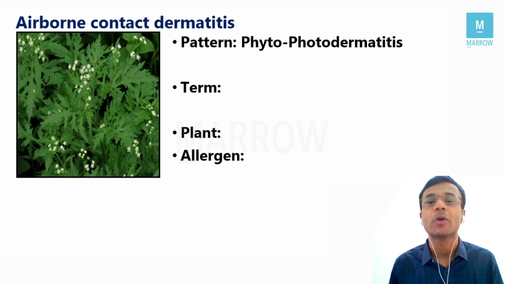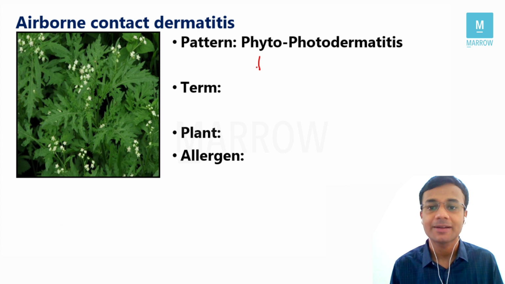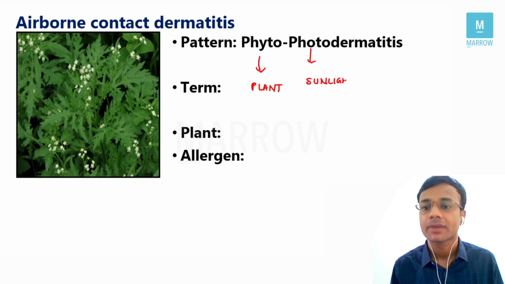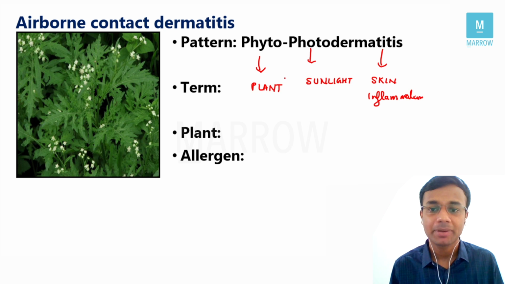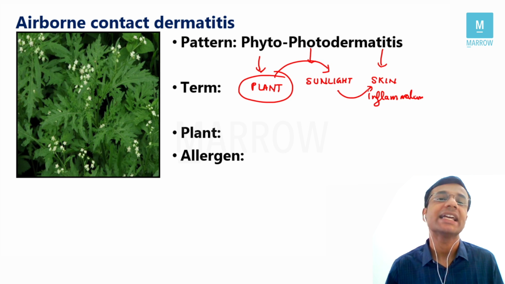Now the question was mentioning airborne contact dermatitis. So what is airborne contact dermatitis? This pattern is generally referred to as phytophotodermatitis. Now what is the meaning of the word phytophoto? Phyto means plant, photo means sunlight, and dermatitis means skin inflammation. So what is going to happen here is plant chemicals, when they are exposed to sunlight, trigger inflammation of the skin. So this is called airborne contact dermatitis.